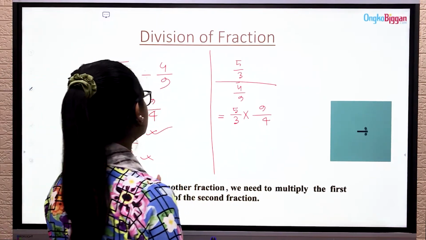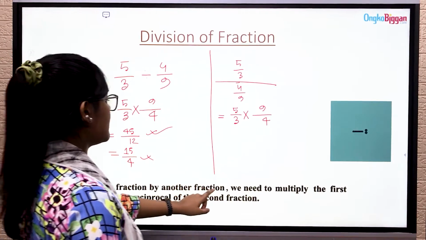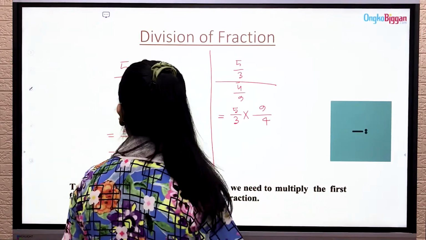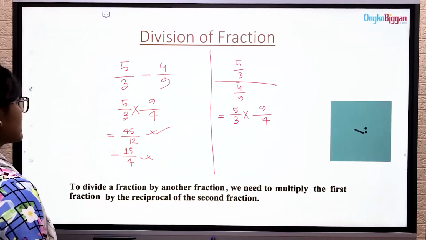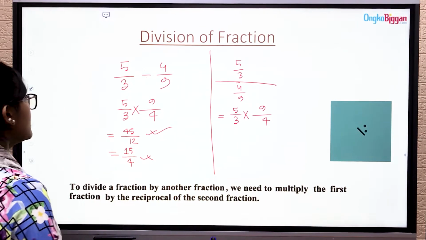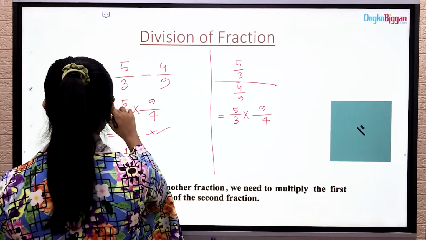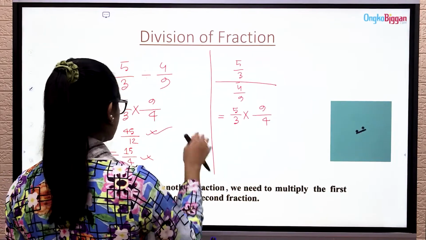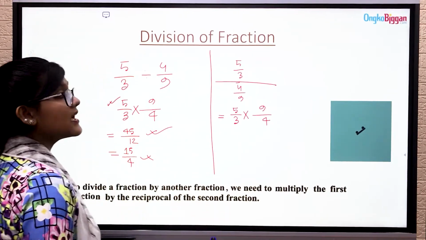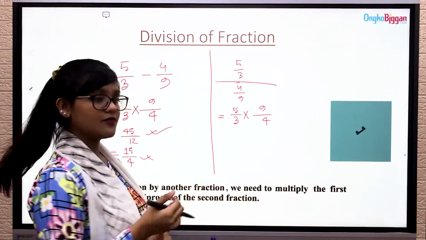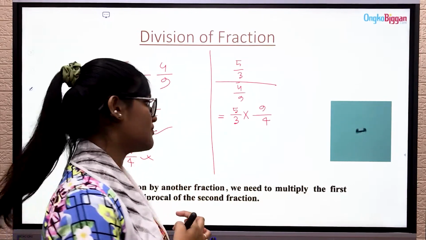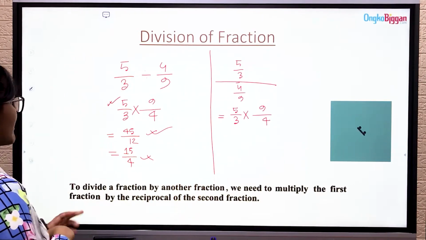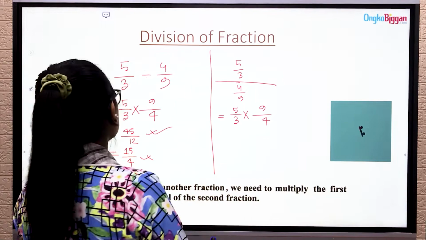So in case of division, to divide a fraction by another fraction, we need to multiply the first fraction by the reciprocal of the second fraction. That means we are multiplying the first fraction with the reciprocal of the second fraction. Reciprocal means the numerator will turn into the denominator and the denominator will turn into the numerator. So I hope you are clear with the process.